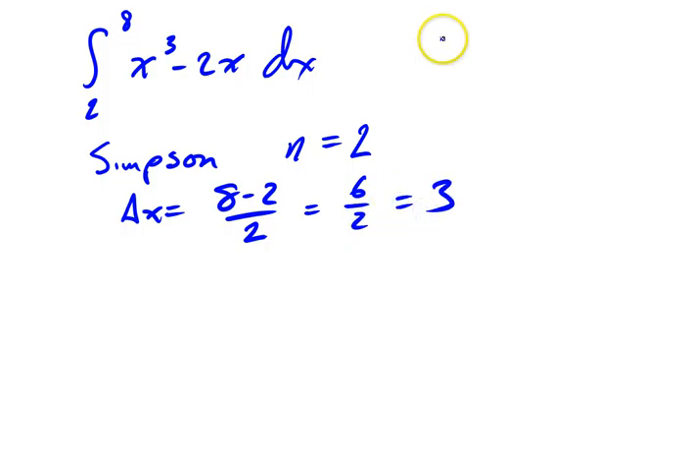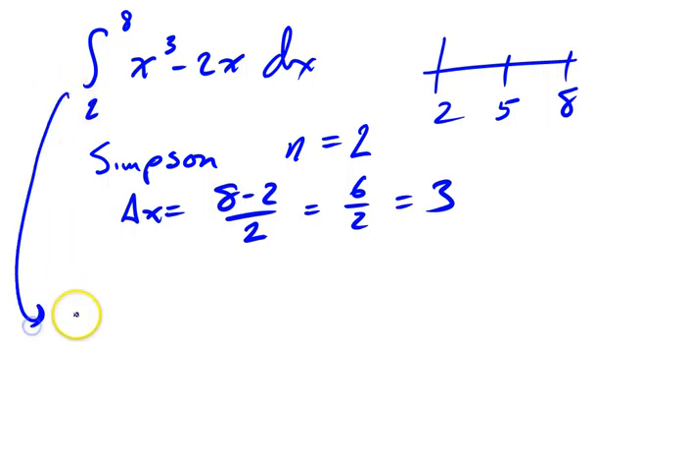So that interval from 2 to 8 is cut up into 2 equal pieces. Delta x is 3, so from 2 I move over to 5, and then 3 more gets me to 8. So 2, 5, and 8 are the x values I'm plugging in. So Simpson's rule says this integral is approximately equal to 1/3 times delta x, which is 3, times, take the 2 and plug it into the function.